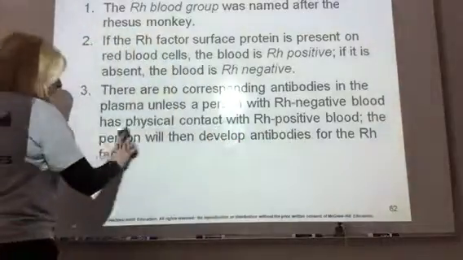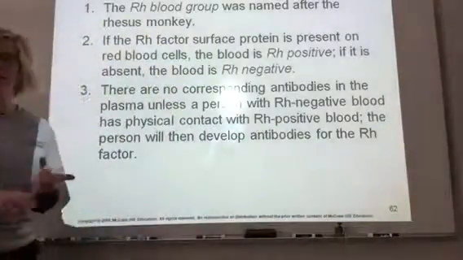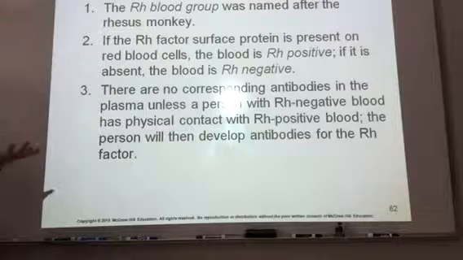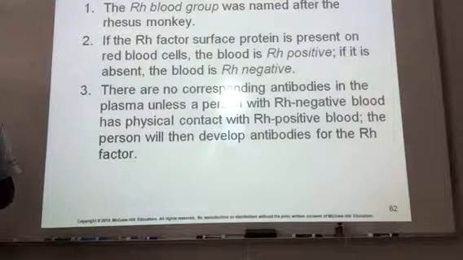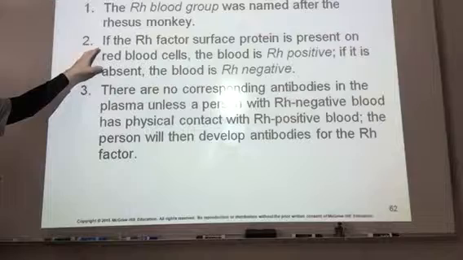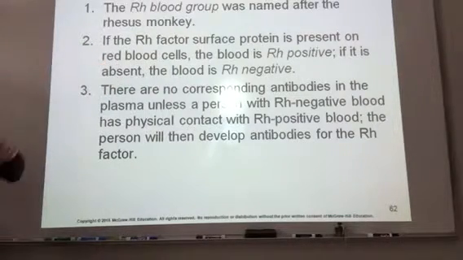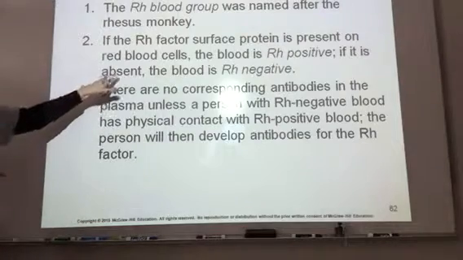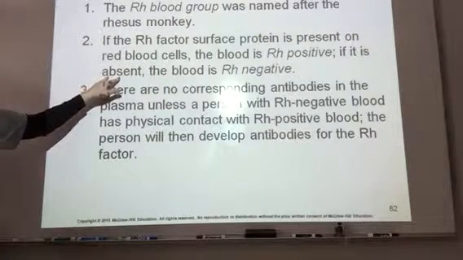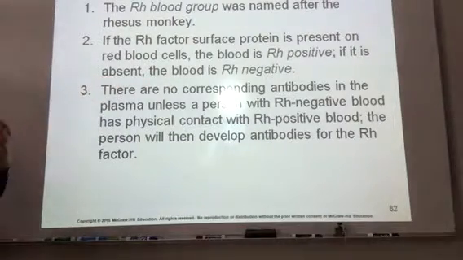So the other part of your blood, besides your A, B, and O, is your Rh. The Rh group is named after the rhesus monkey because that's where they found it first. And the Rh factor, a surface protein, is on red blood cells. If you have it, then you're Rh positive. If you do not have that factor, it's Rh negative. So you're either going to have that factor or not.